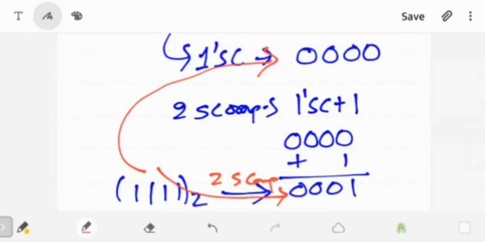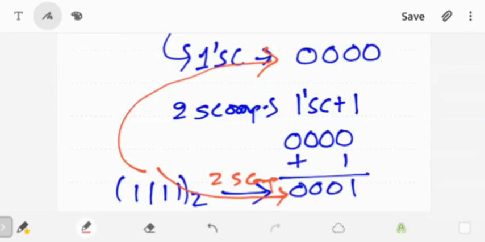Is it clear to everyone? Is it clear? Yes, sir. Shall we take one more example? Yes, sir. It's clear. I guess it is clear. It's an easy process.